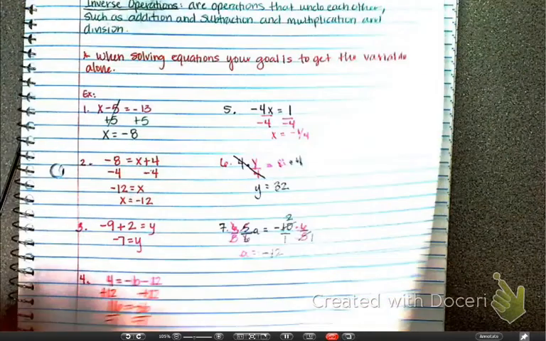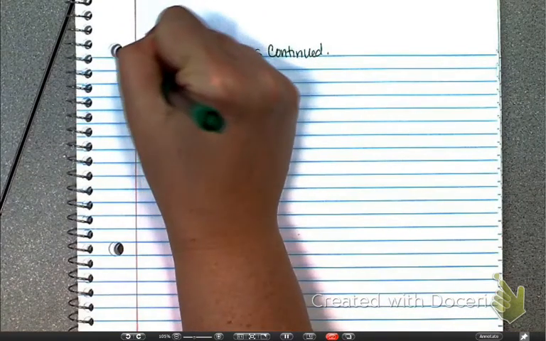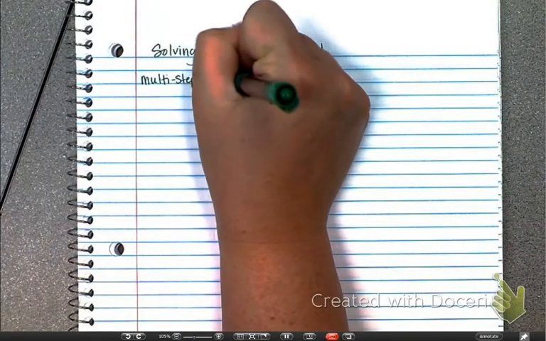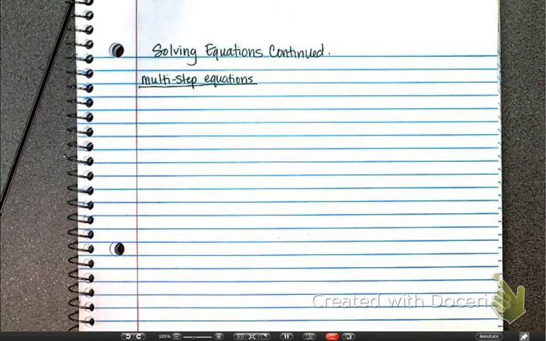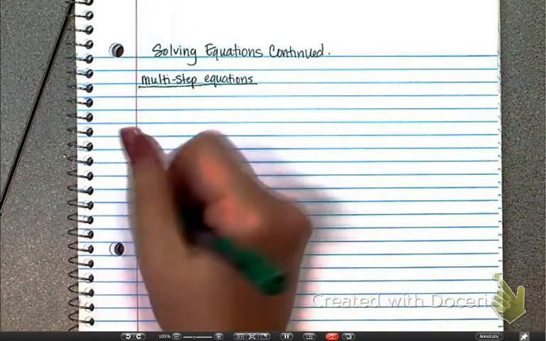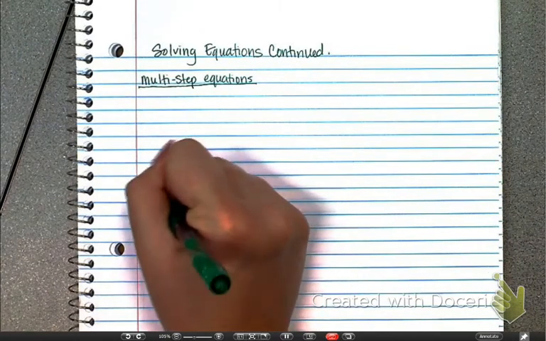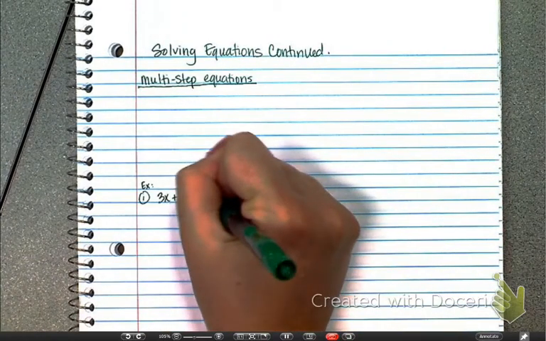Okay, so let's talk about multi-step solving. So multi-step equations. You learned some steps back in IM1 and maybe even before that on how to solve multi-step equations. So I'm going to show you an example, and we're going to talk about what the first step is going to be. So if I give you 3x plus 7 equals -8. What would be your first step in isolating the variable?